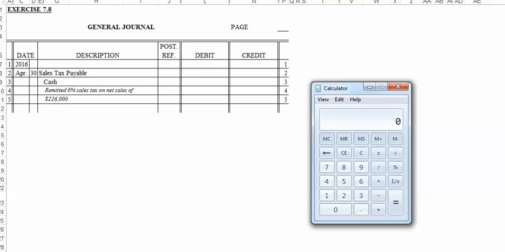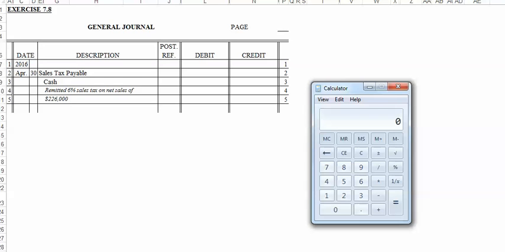So in exercise 7.8, you didn't get a good view of this task as you went through the textbook. So this video should be pretty helpful for this one. On April 30th, we are asked to actually make the entry in our journal of paying the sales tax.